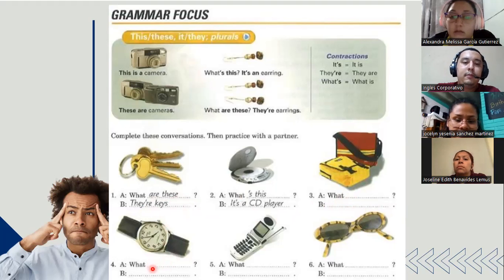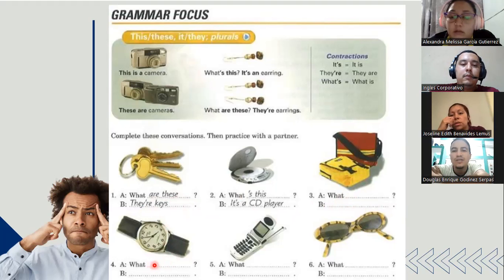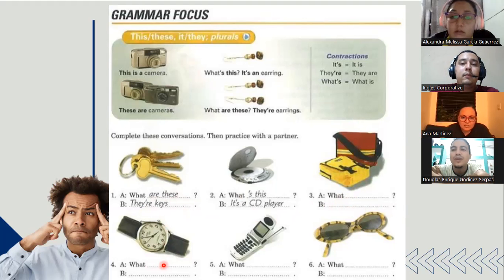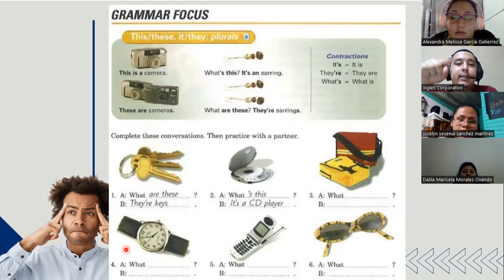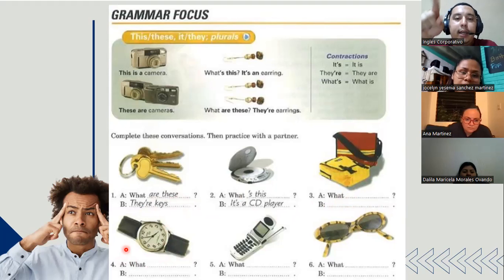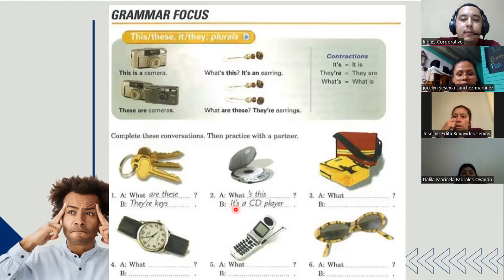What about this one? What is this? Remember, singular, this. And the answer will be? It's a watch, okay. Let's move to number five.